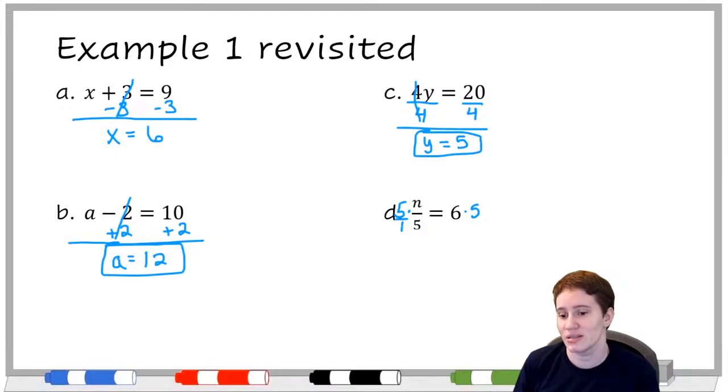So what's really happening is that this is 5 over 1. And if you remember how to multiply fractions together, these 5's cancel out. And that's why that's the helpful thing to do here. And that means n equals 30. So that would be our answer.